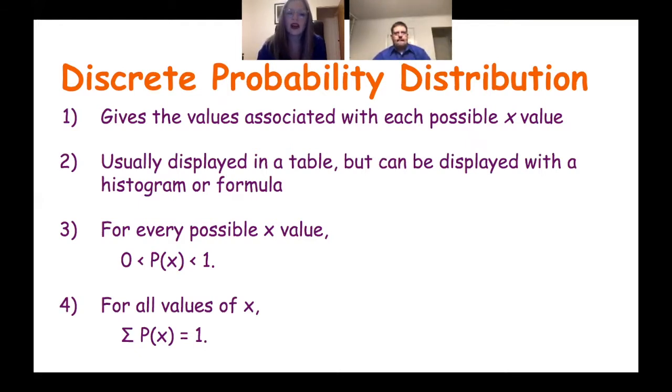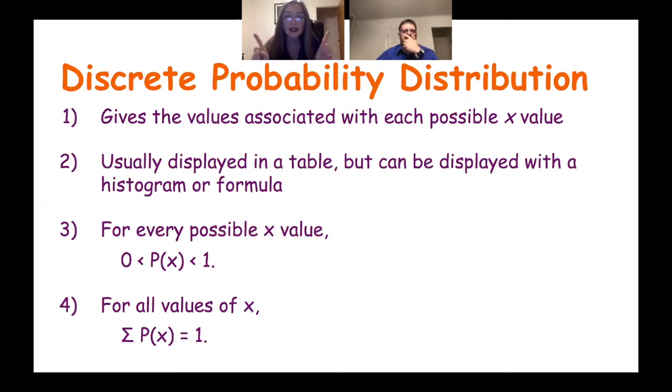So the probability distribution does 4 things. It gives the values associated with each possible x value. That wouldn't be a very interesting distribution, like 0, 1, 2, 3. It is usually displayed in a table, but can be displayed in a histogram or a formula. And I'm going to try to show you an example of all of that.